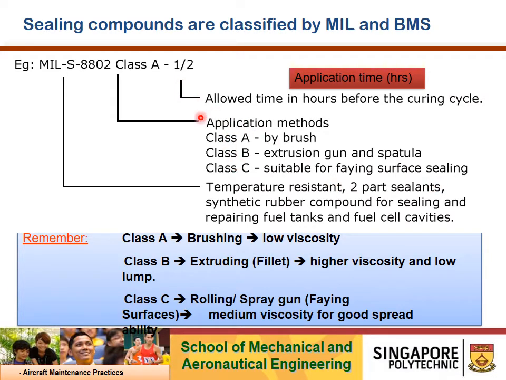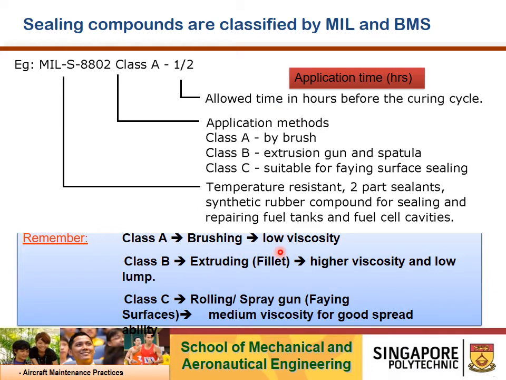So we have class A, B, C types of sealant, followed by the last two digits, half, which is the allowed time in hours before the curing cycle. That is the application time. That means after you have mixed the two-part sealant, you have half an hour for the application time. After half an hour, the mixed sealant will be hardened and you can't apply it on the surfaces. So you have to discard it and remix.